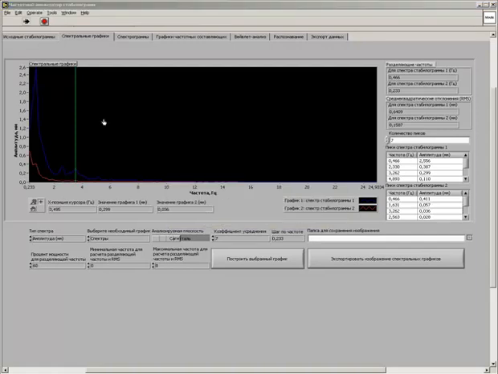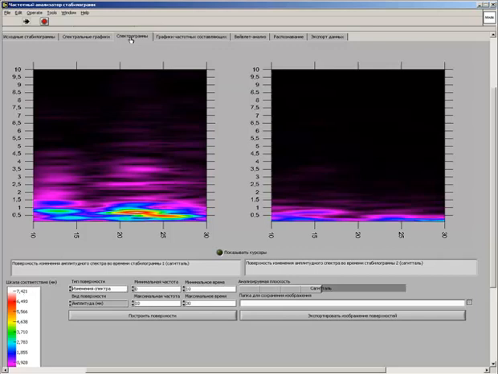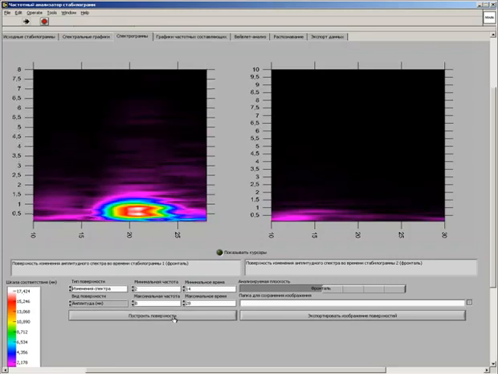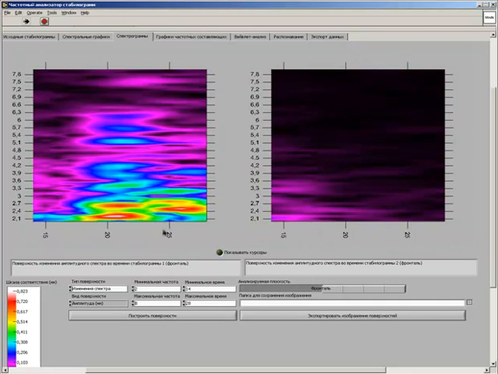The following way of analysis is the construction of surfaces reflecting changes of the spectrums in time. The left surface corresponds to the given component of the first signal and the right of the second. For easier surfaces comparison, color filling of the surfaces is carried out using a common scale. One can set the frequency range and time interval of interest for detailed surfaces examination. Images of these surfaces can also be saved to a file.